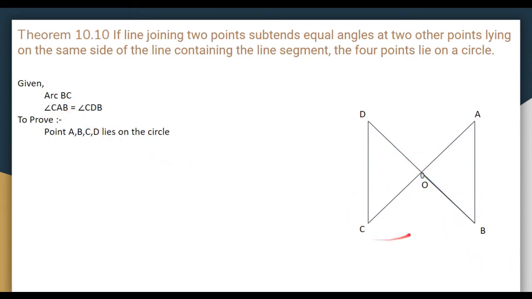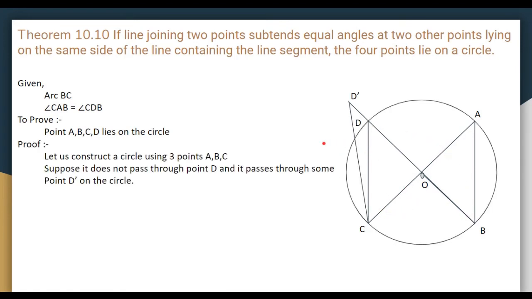Now we are given that angle CAB is equal to angle CDB. Now we have to prove that A, B, C, D all lie on a circle. So let's construct a circle using any 3 points. So we will construct a circle using A, B and C. Suppose that D is not on the circle.